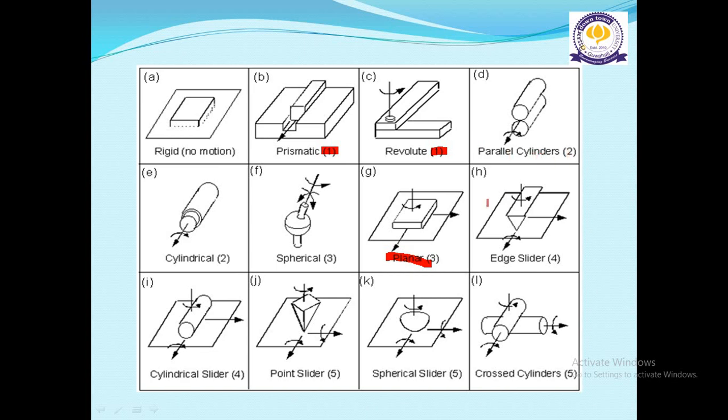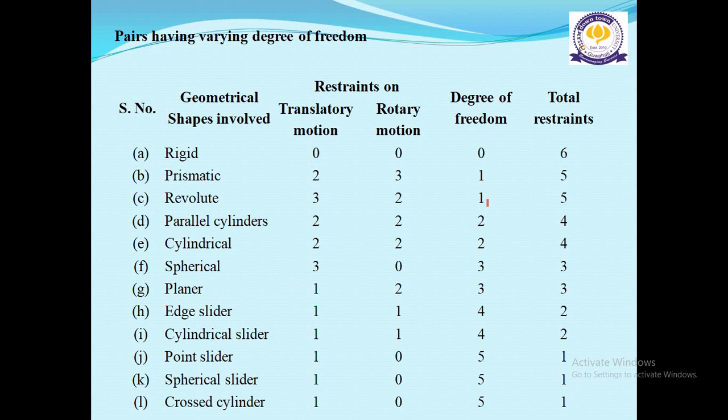Moving on to the next slide. Here in the table, referring to the figure, for the rigid body there is 0 translatory motion and 0 rotary motion, so the degree of freedom here will be 0. So total restraints will be 6, because it consists of 6 degrees of freedom in total. Next, prismatic: here 2 translatory, 2 rotary, so degree of freedom is 1 and restraint is 5.